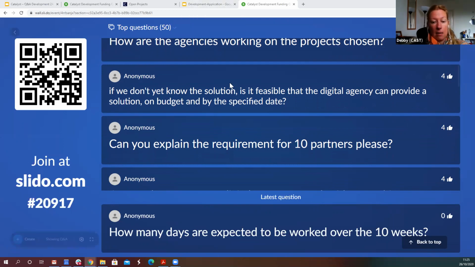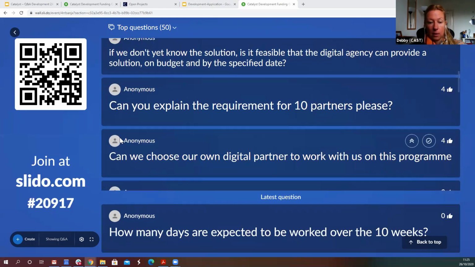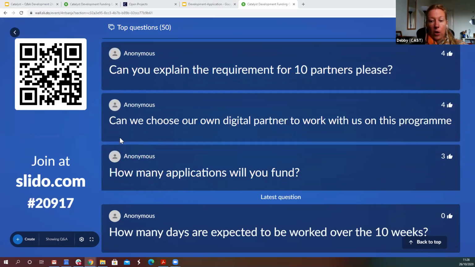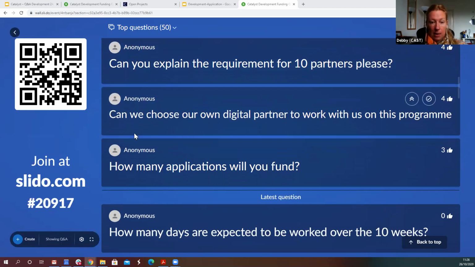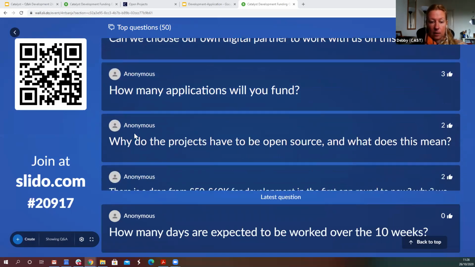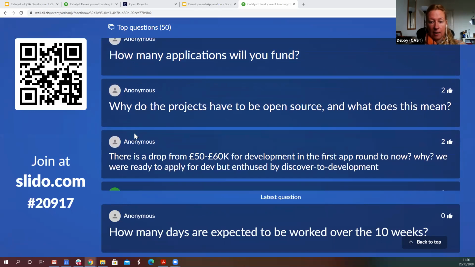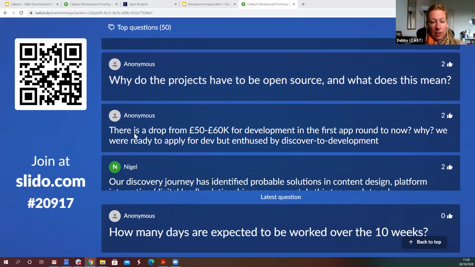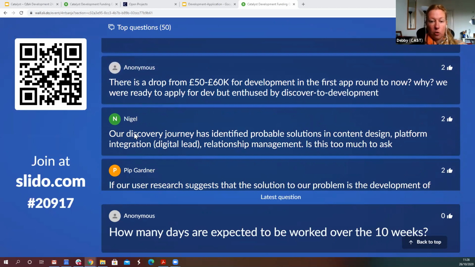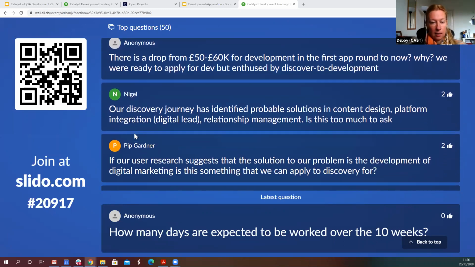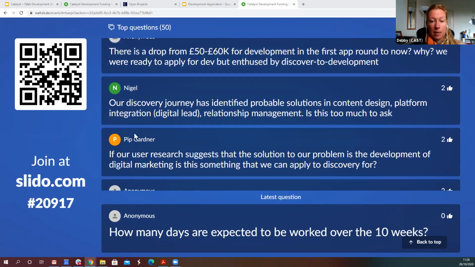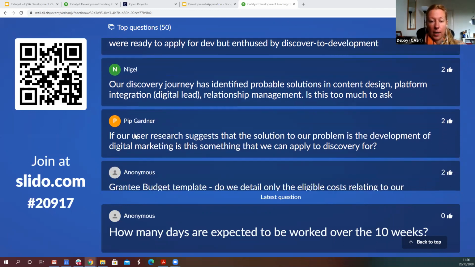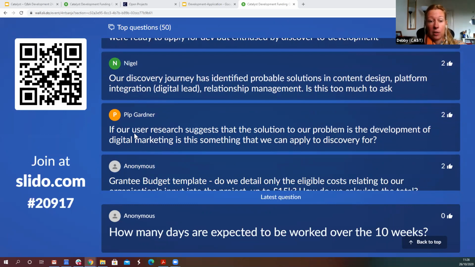Can you explain the requirements for 10 partners? I feel we've covered that as well. Can we choose a partner? We've covered that. How many applications will we fund? We've covered that as well. Open sourcing, we've covered that. Yes, there has been a slight drop in the total fund, as we said. It was to allow us to fund more initiatives. We still feel that the budget means you could work and create that prototype over the 10 weeks.